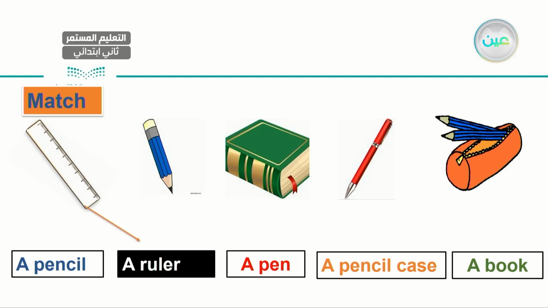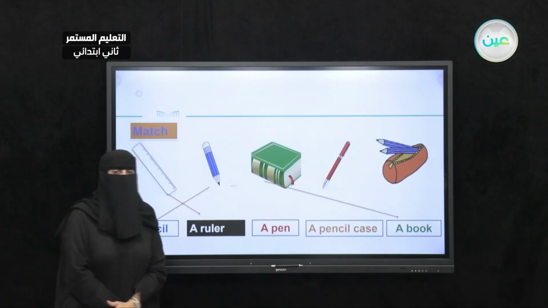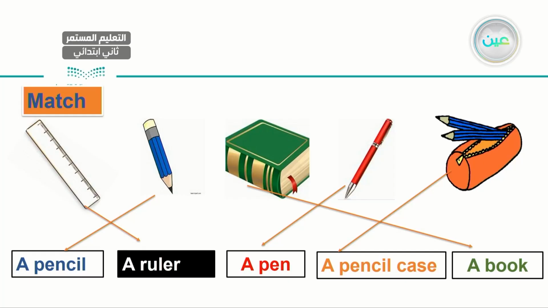A ruler, very good. It is a white ruler. How about the next item? What is it? It is a pencil. Very good. Let's move to the next item. What have we got? I have a book. Very good, a book. Now I have two items with two words. As you can see, I have a pen and a pencil case. This is a pen, very good, and I have a pencil case, very good.